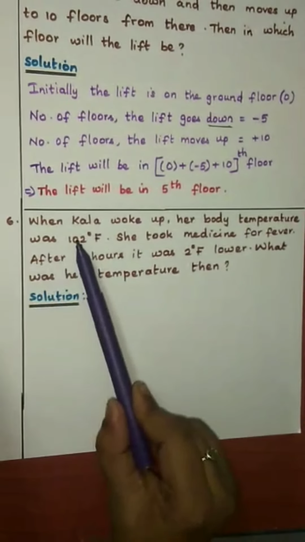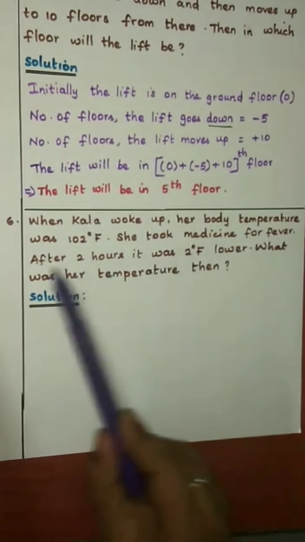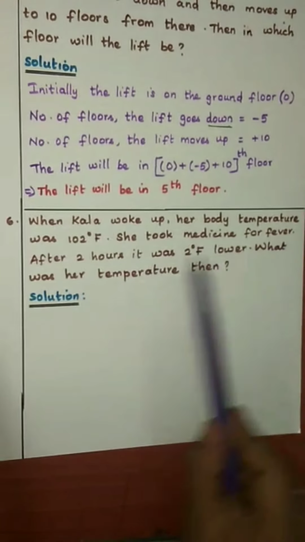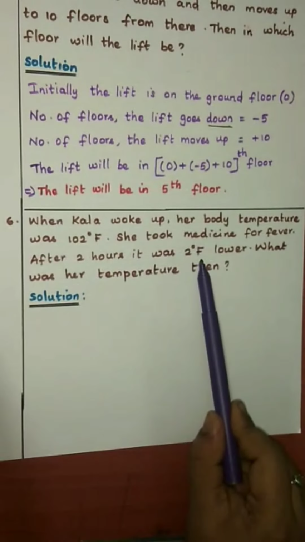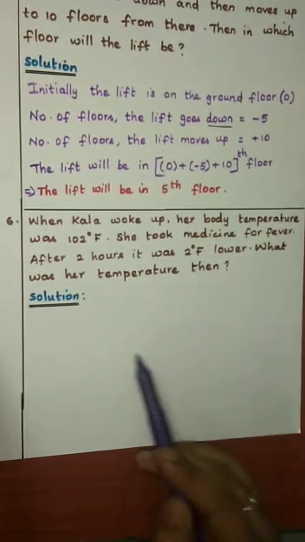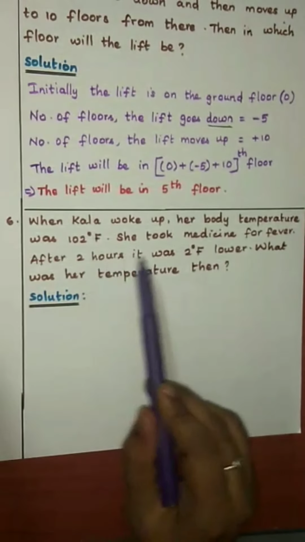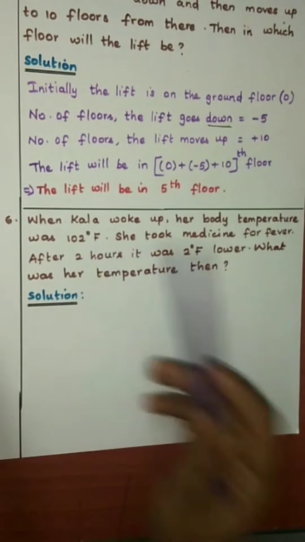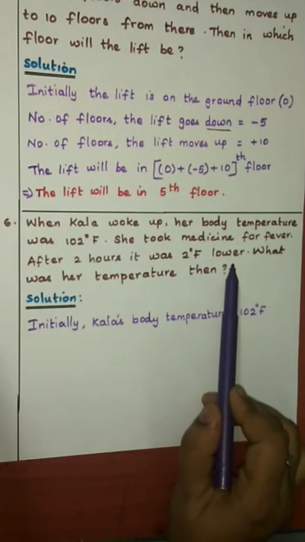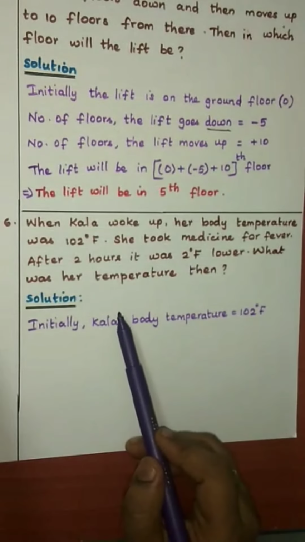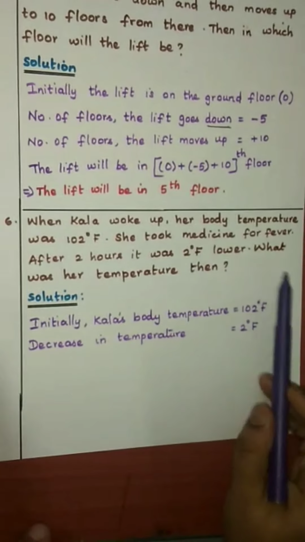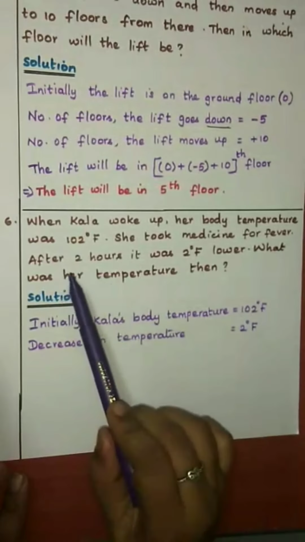Sixth problem. When Kala woke up, her body temperature was 102 degree Fahrenheit. She took medicine for fever. After 2 hours, it was 2 degree Fahrenheit lower. What was her temperature then? So, first, initially, what was her temperature? 102 degree Fahrenheit. After 2 hours, it was 2 degree Fahrenheit lower. So, the decrease in temperature is 2 degree Fahrenheit.